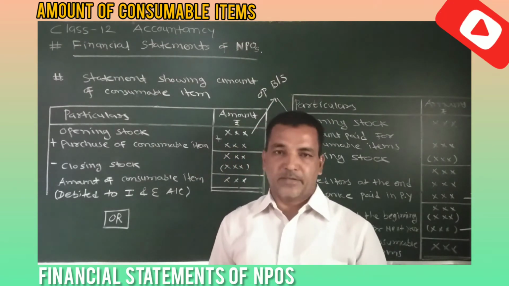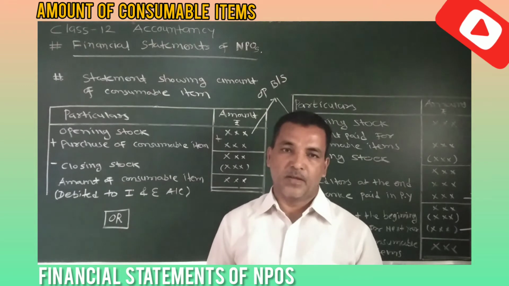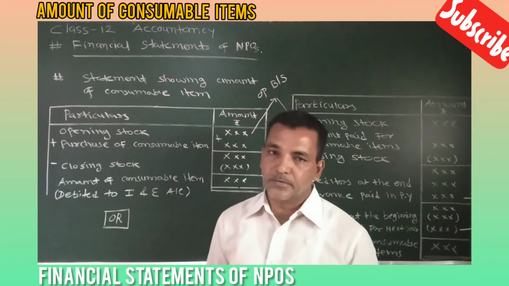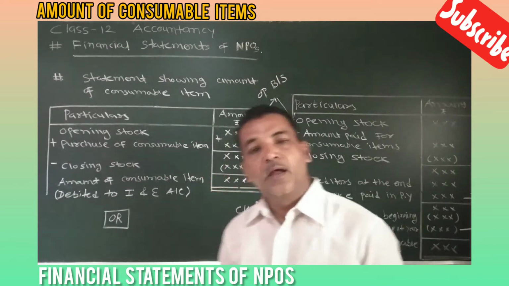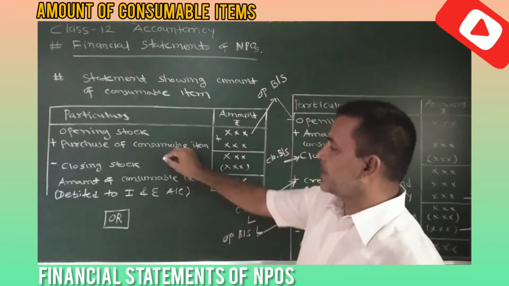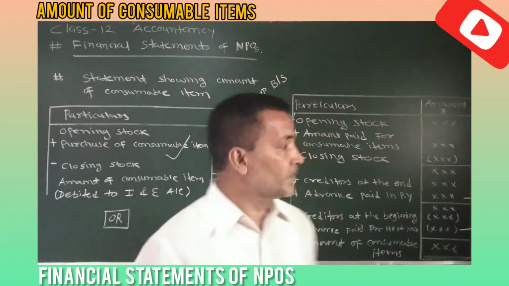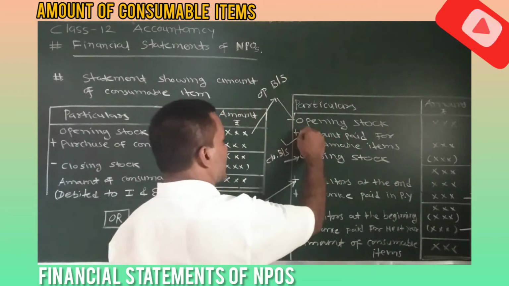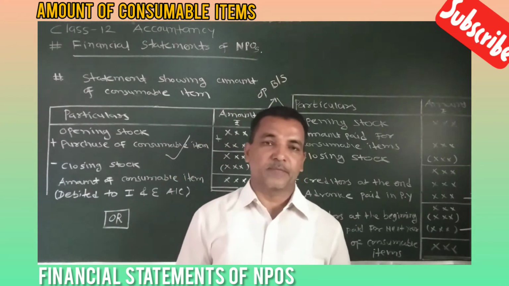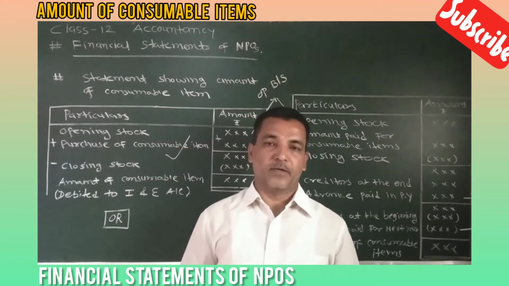The amount of purchase which is given in the question, you will not record in balance sheet, but that will be used for calculating the consumption of consumable item. So if purchases are given, then you have to add. If the amount paid is given, then you have to add. This item is not shown in the balance sheet. So this is a statement method.